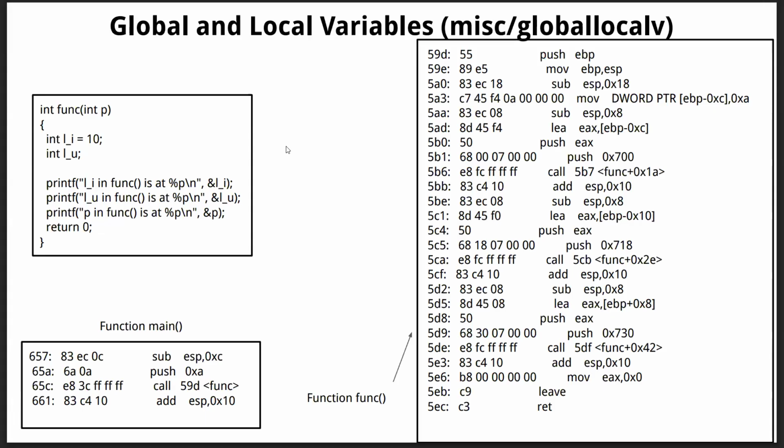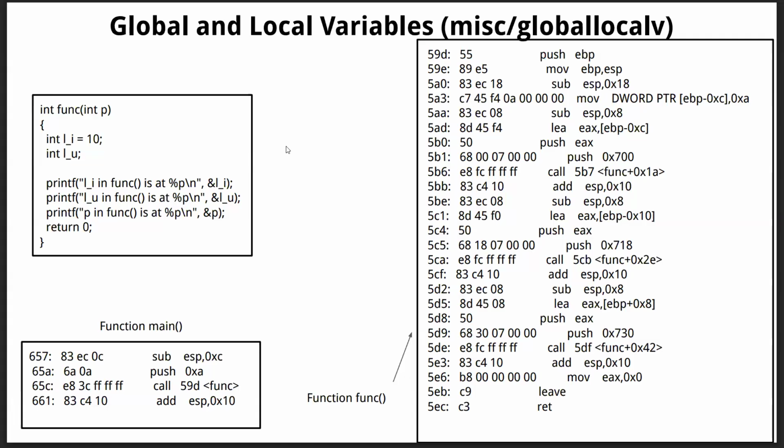So go back to the previous example. We have the main function. The main function calls func. This is the disassembly of the main function. The main function at this point calls func. Func takes one parameter, right? And this is a 32-bit machine. So how do we pass the parameter? Stack, right? So we push the value onto the stack in right-to-left order. Here we only have one parameter, so we just push it onto the stack.